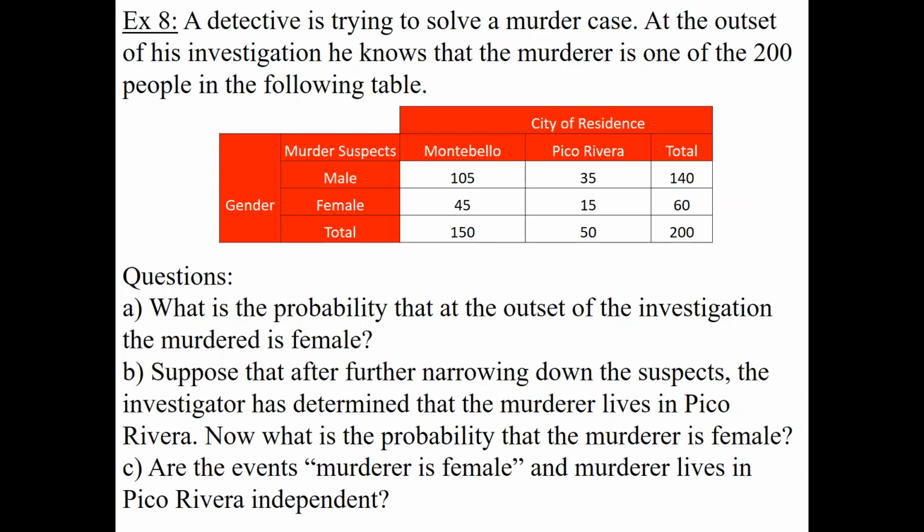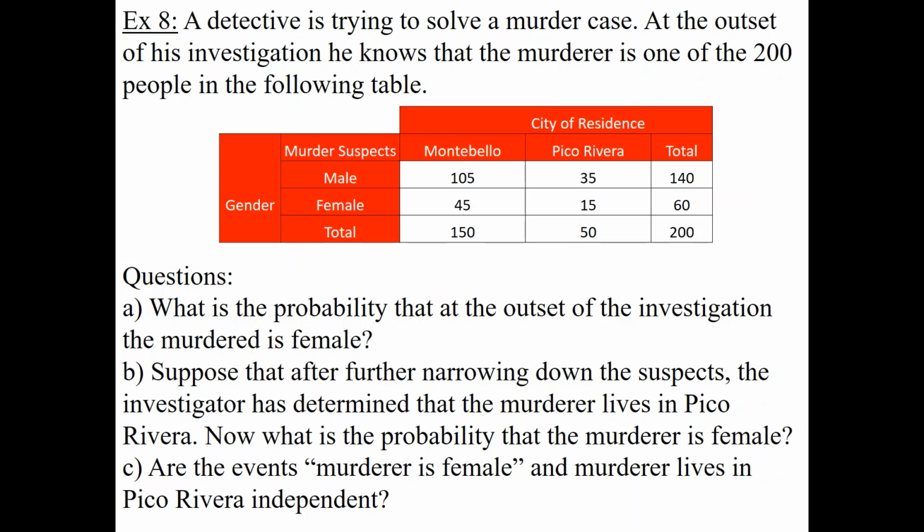I hope that you can see the distinction between A and B. A is just a regular probability. B is a conditional probability. We have further information, and then it asks you to find the probability of the same thing. First one says just the probability the murderer is female. Second one is, given this new information, what's the probability the murderer is female? So B is a conditional probability. And then for part C, it says, are the events murderer is female and murderer lives in Pico Rivera independent?